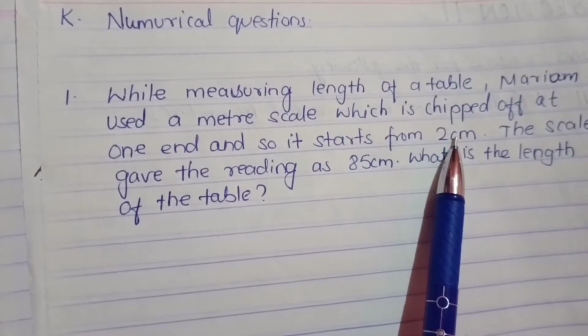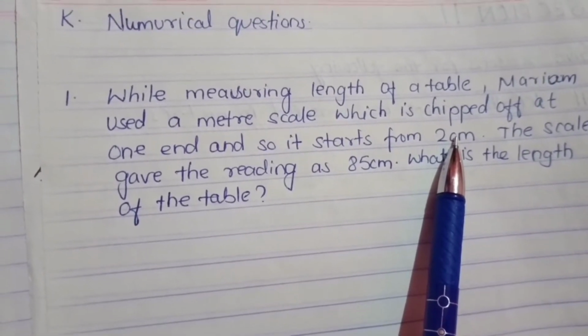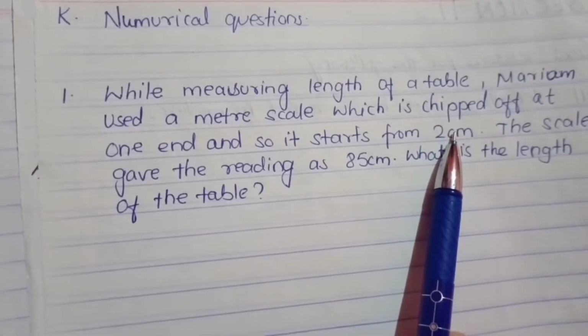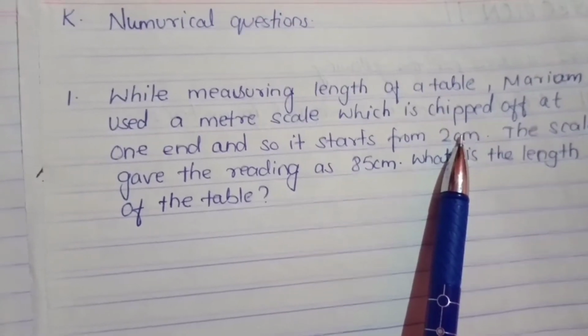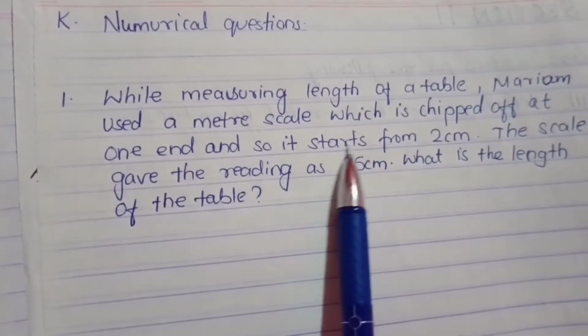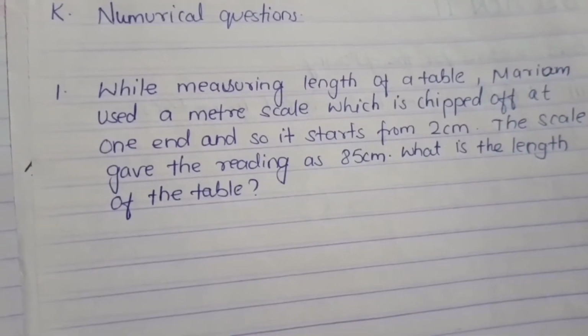So she starts from 2 centimeter, and it will be the clear reading. She's not starting from 0. She's starting from 2 centimeter as the scale is broken from one end. And the final reading she gets is 85 centimeter. So what is the length of the table?